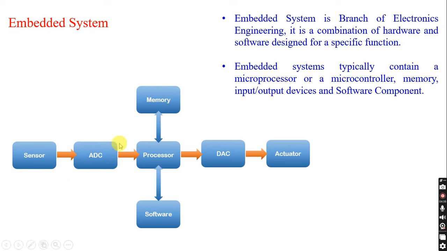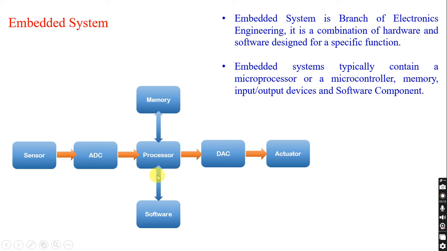Then we have an ADC here. From the sensor, data will be given to the ADC. You know that ADC means analog to digital converter. This is going to convert analog data to digital, and it will be given to the processor. From the processor, data will be saved into the memory, and at the same time, using programming, we do some calculation and manipulation as required. We can do the calculation and also some processing on the data, and later the data will be saved into the memory.